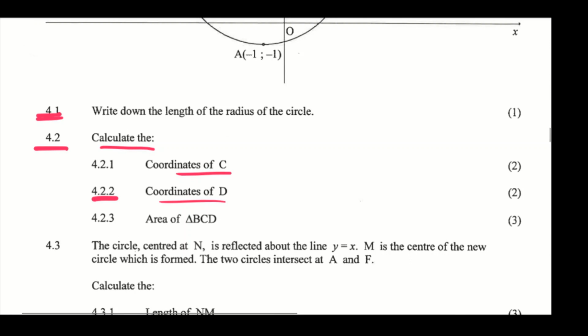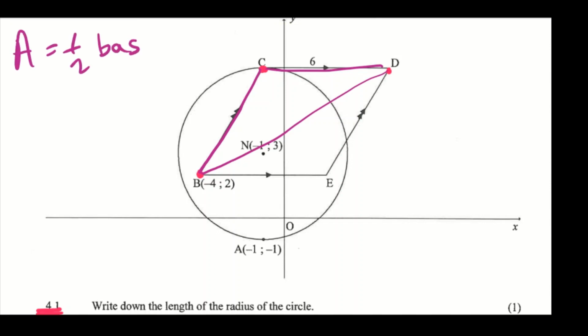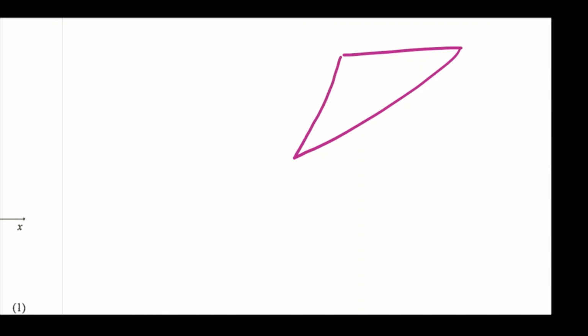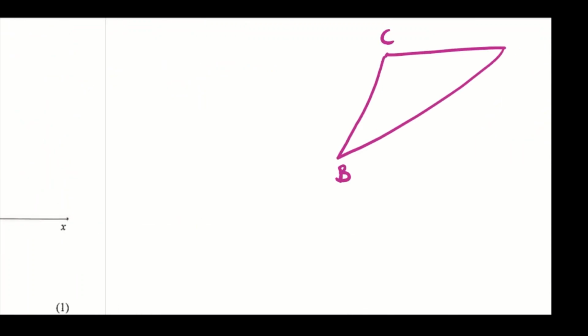We are going to find the area now. 4.2.3, the area of triangle BCD. Where is it? Triangle BCD. So we want to find the area of this triangle. To find the area, we know that the equation for area is half base times height. Let me just write it here. We are having a triangle like that, which this is B, this is C, this is D.